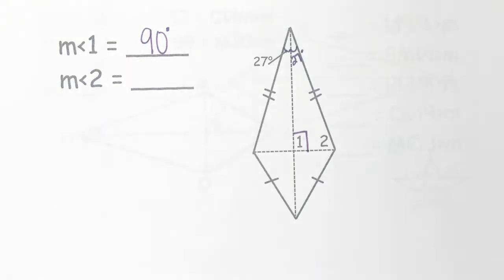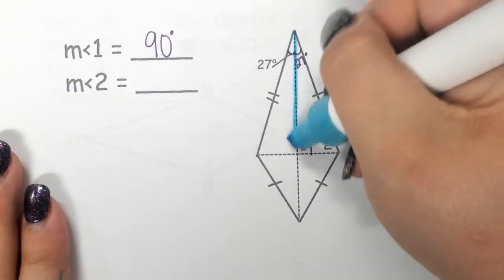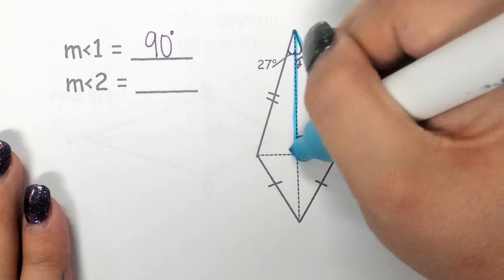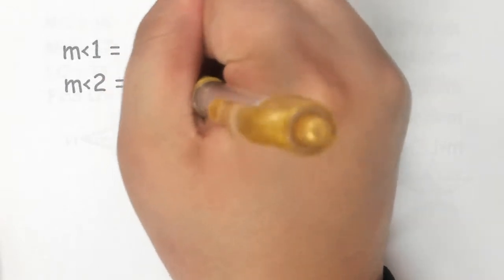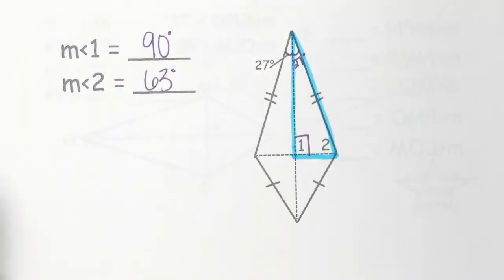All right. When in doubt, what should you do? So there's a triangle right here. So if that's 27, that's 90. What's angle 2? 63. Add them together, subtract from 180. I agree.